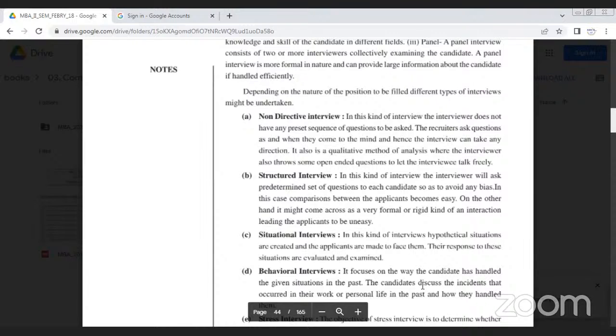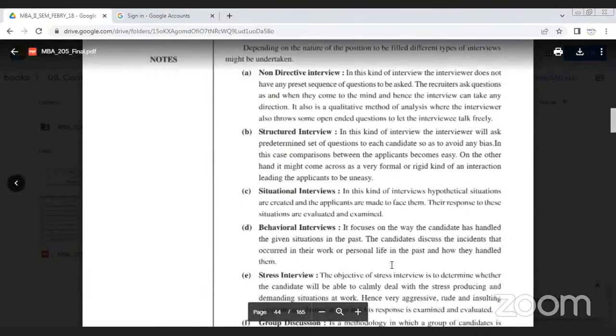In this kind of interview, the interviewer will ask a predetermined set of questions to each candidate so as to avoid any bias. In this case, comparisons between the applicants become easy. On the other hand, it might come across as a very formal or rigid kind of interaction, leading the applicants to be uneasy.